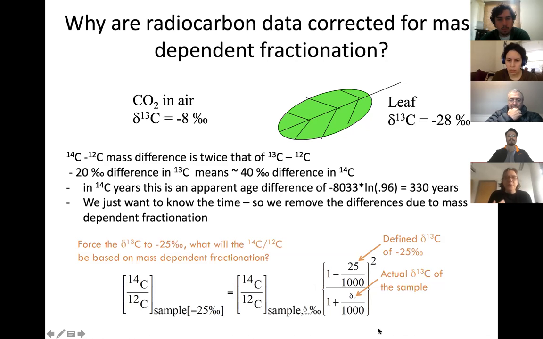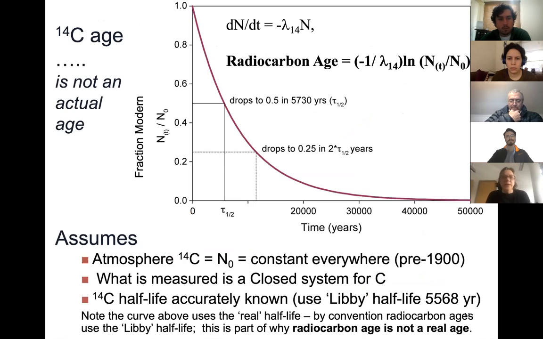What we do is we measure the delta C13 of the sample as we measure it, and then we automatically correct it to this minus 25 per mil value. So any number that you get from a radiocarbon lab will have this already in it.